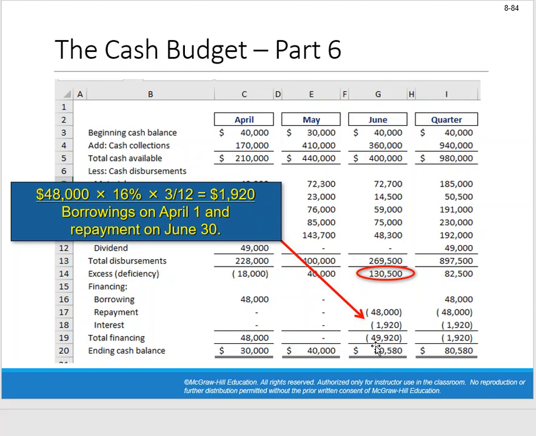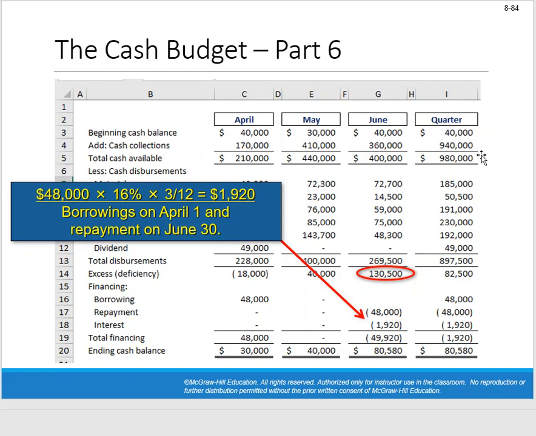So we're going to be paying the bank $49,920 total, and our ending cash should be $80,580. And then for the quarter, we need to be careful. Some of these we can sum across, others, like the beginning balance, just comes from the beginning of April. It is not a sum of April plus May plus June. Your beginning balance for the quarter is your beginning balance at April 1st.